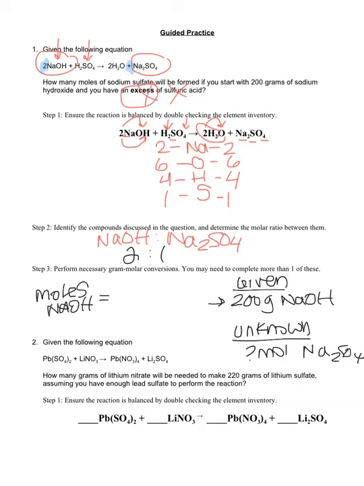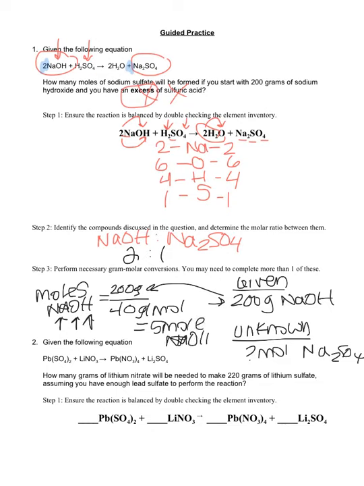And if I use my table T, I know that that is given mass over the gram formula mass, or the molar mass. So my given is 200, so I'm going to put that on top, 200 grams. And my gram formula mass is going to be about 40 grams per mole. And remember, I have to find Na in the periodic table, O, and H, and add them all up. Once I divide these two, I get an answer of 5 moles of NaOH.